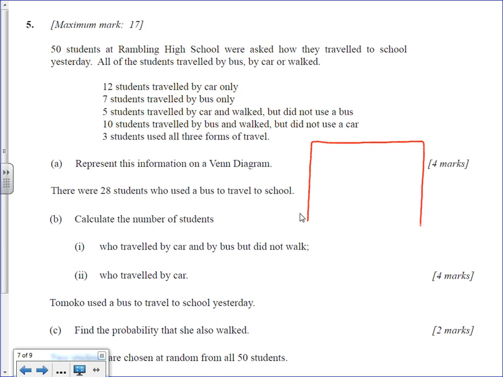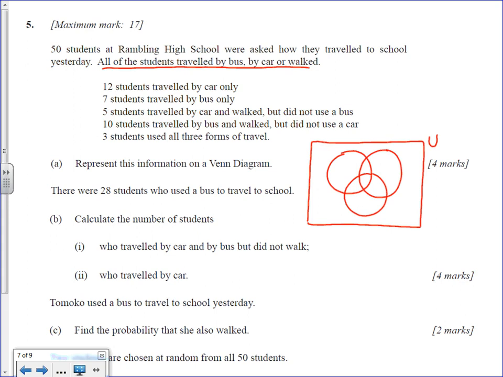To get the full marks, you need to show the universal set as a rectangle. We need to show 3 interlocking circles inside because we've got 3 modes of transportation. And you should notice that it says all of the students traveled by bus, by car, or walked, which means none of them are outside of the circles. But nonetheless, we need to show the universal set. Okay, we've got a circle for car, a circle for bus, and a circle for walk.